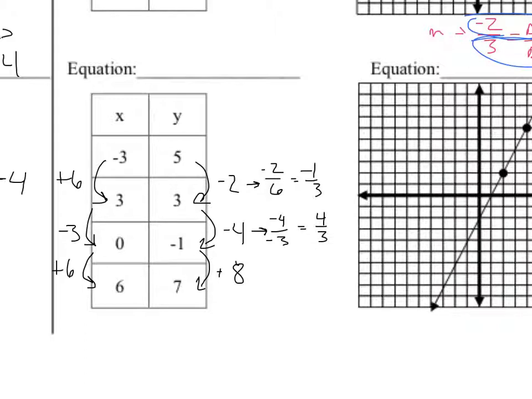So what does that tell me about this quote-unquote line? If it doesn't have the same rate throughout, this goes back to day 1 of this unit. What does that tell me about this quote-unquote line? Yes, sir.